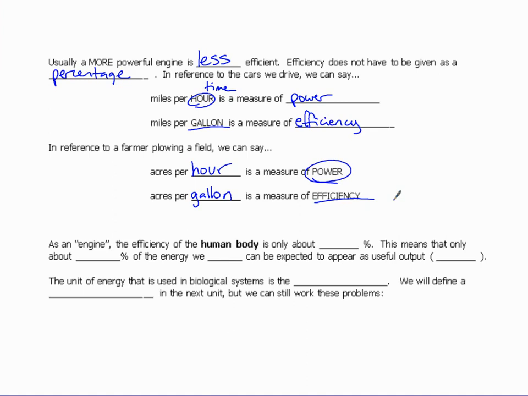As a, quote, engine, the efficiency of the human body is only about 20 or 25% efficient. This means that only about 25% of the energy we eat can be expected to appear as useful output or work. The unit of energy used in biological systems is the calorie. We will define a calorie in the next unit, but we can still work these problems for now.